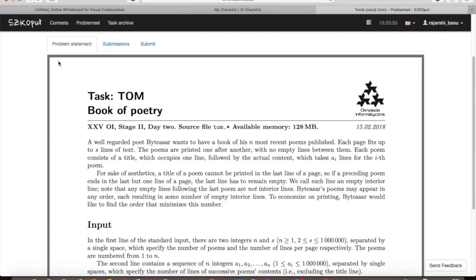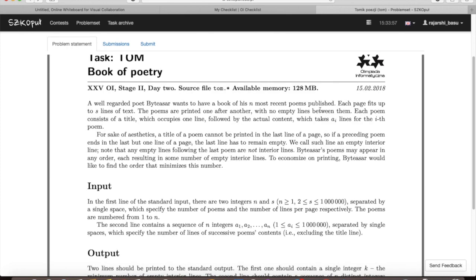Hi everyone. Today we will be looking at the problem Book of Poetry from POI 2018 round 2 day 2. You have n poems that you want to publish. You have to publish them as a book, and each book has multiple pages. In each page you can fit up to s lines of text.